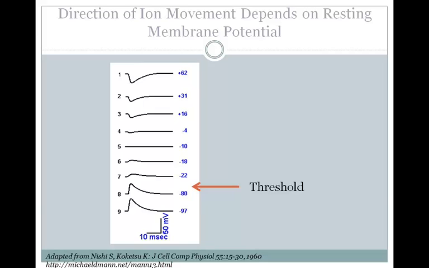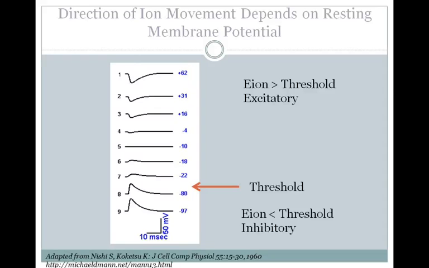So for this neuron, if you open channels that allow ions in that have an equilibrium potential of greater than threshold, that's going to be an excitatory ion channel. It's going to tend to depolarize the cell towards threshold. Alternatively, if the channel that you open allows in ions that have an equilibrium potential of below threshold, that's going to tend to inhibit the cell from firing an action potential because it's going to pull the membrane potential below threshold.